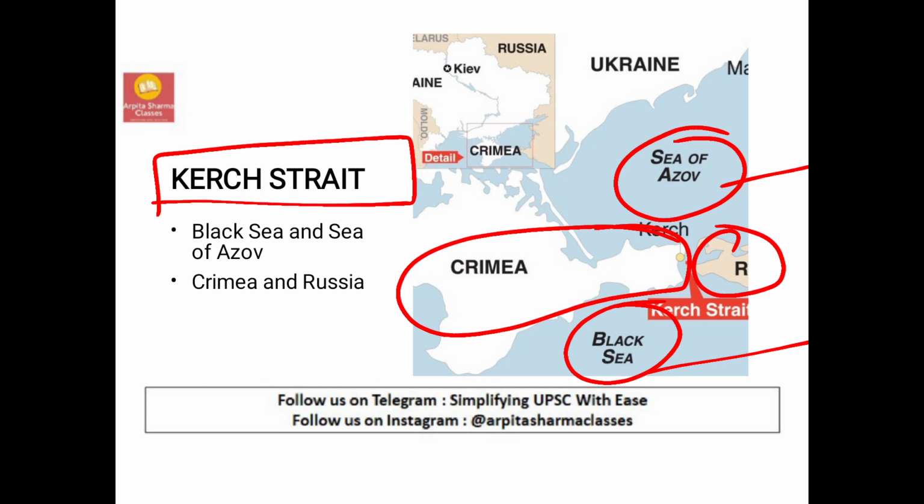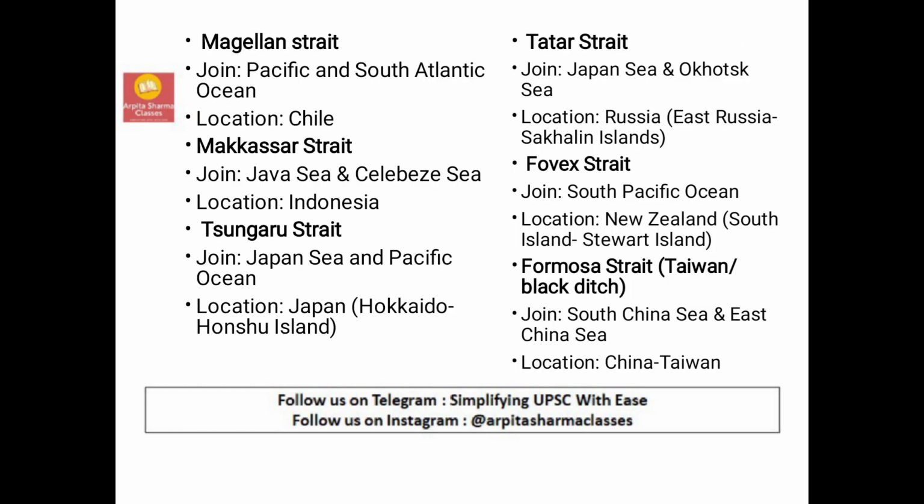Now we have seen some important and strategic straits. Now if you are asked match the following type of questions, let us cover other smaller straits as well, or some of them that have appeared in news that I have put there in the slides. First is the Magellan Strait. Magellan Strait is going to join the Pacific Ocean and the South Atlantic Ocean. Where is it located? It is located near Chile. Makassar Strait is going to join the Java Sea and the Celebes Sea. It is located near Indonesia.